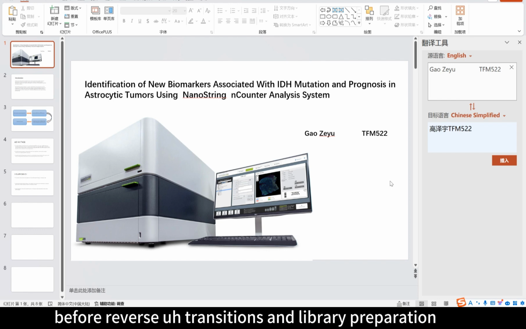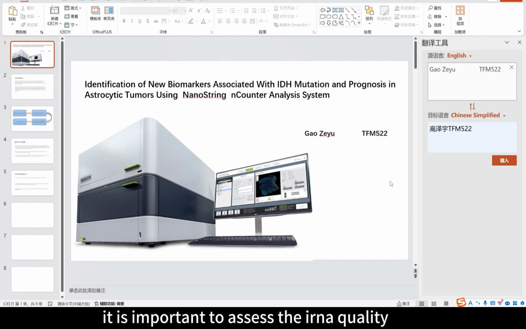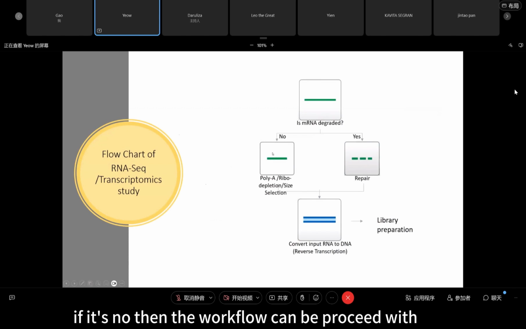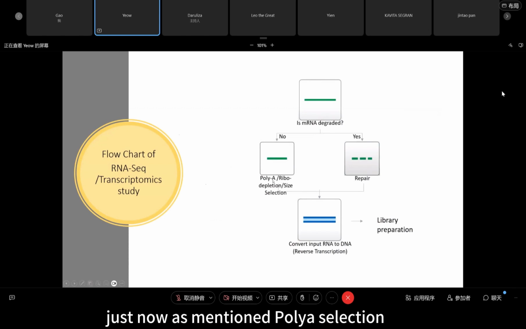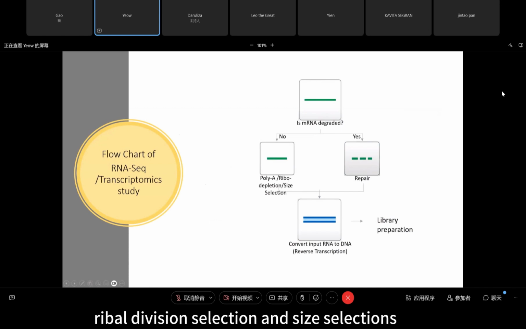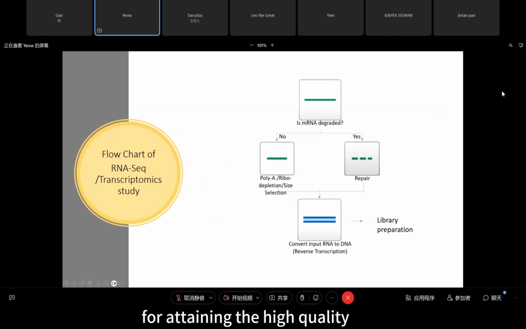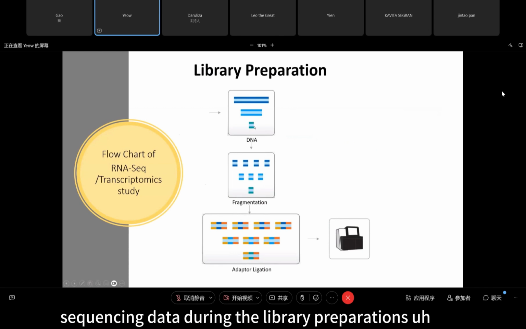Before reverse transcription and library preparation, it is important to assess the RNA quality, to check if the RNA is degraded. If yes, the RNA is degraded, then a specimen treatment can be applied to repair the degraded mRNA. If no, then the workflow can proceed with, as mentioned, poly-A selection, ribo depletion, and size selection. Each step in this process is very crucial for obtaining high quality sequencing data.